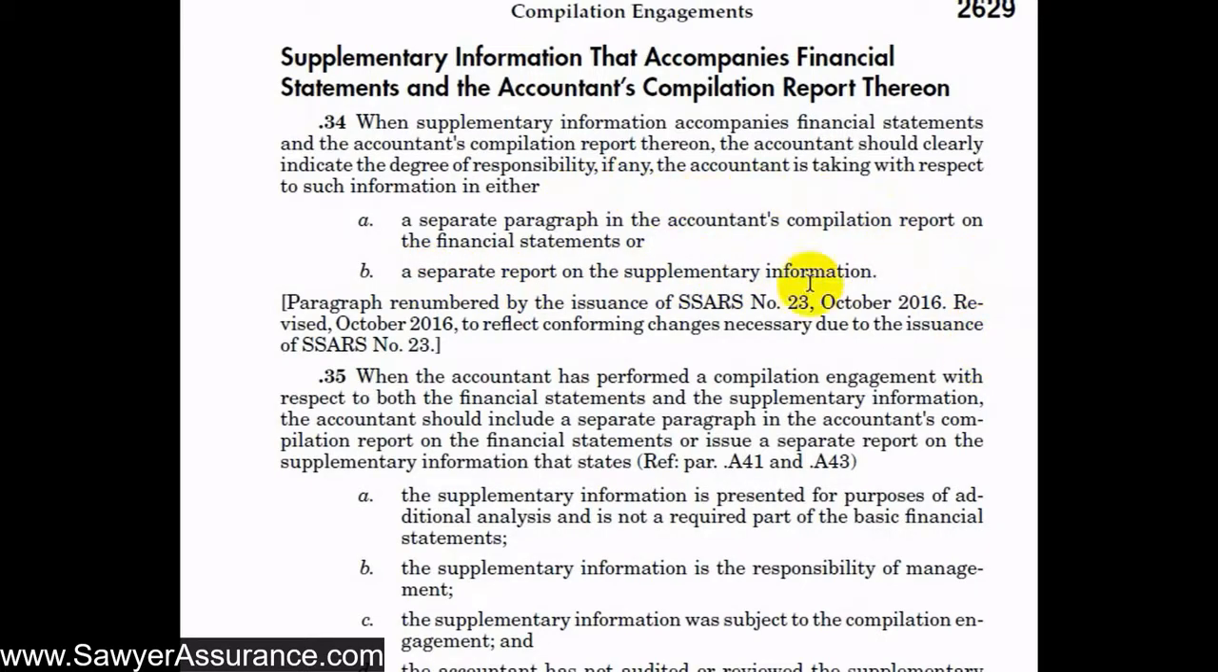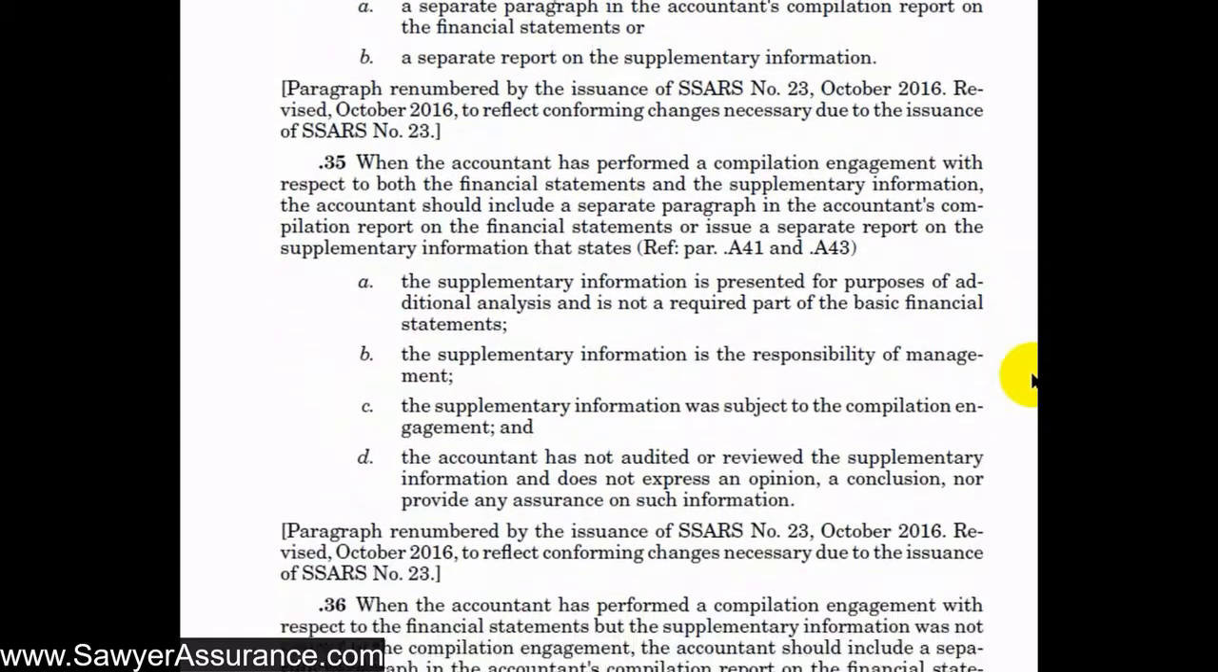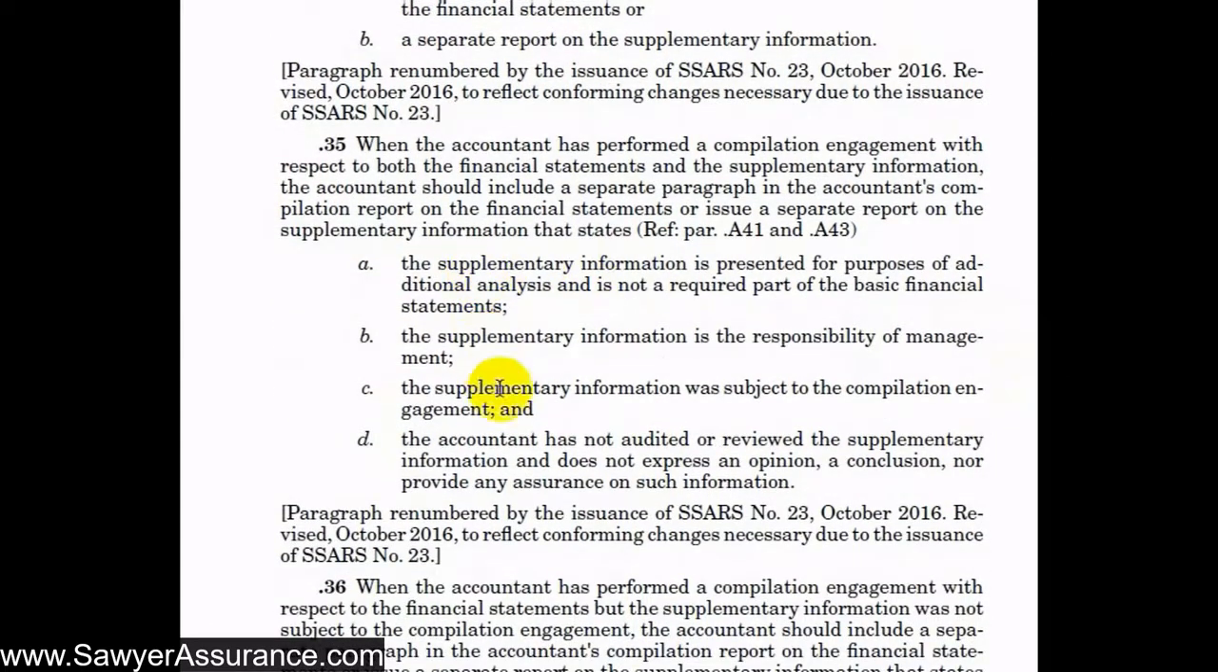And within that separate paragraph or separate report, we have a list here of statements that we need to include in that paragraph. It says we should include a statement that the supplementary information is presented for purposes of additional analysis and is not a required part of the basic financial statements. We should include a statement that the supplementary information is the responsibility of management and that it was subject to the compilation engagement, and that supplementary information was not audited or reviewed, and therefore we do not express an opinion, a conclusion, nor provide any assurance on such information.